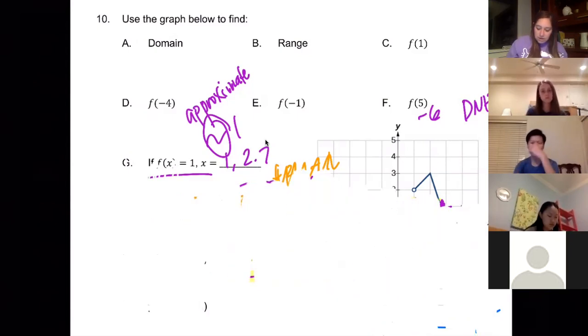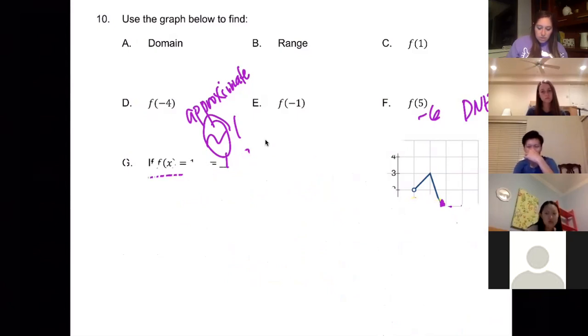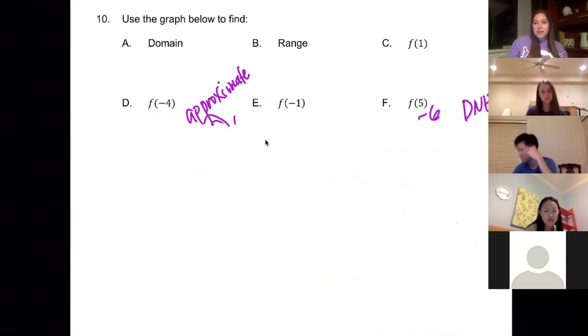Where was the 1.3 practice, like the 1.1 through 1.3? Where was that? On Canvas, I think it's just under module 1, not under any tabs or anything.